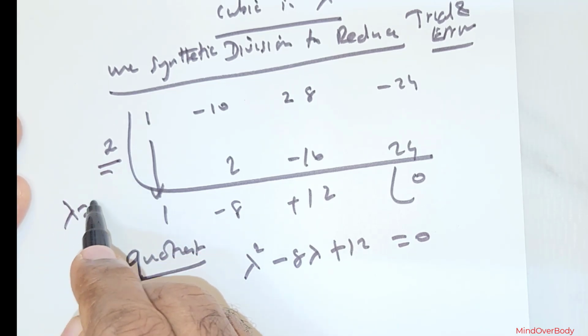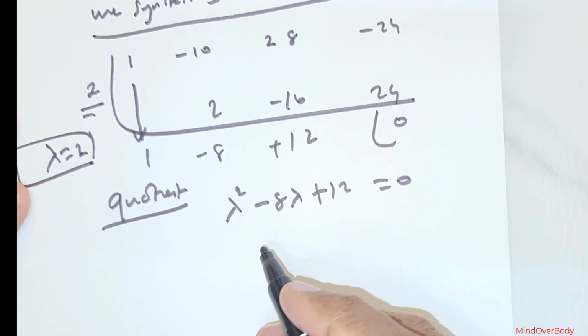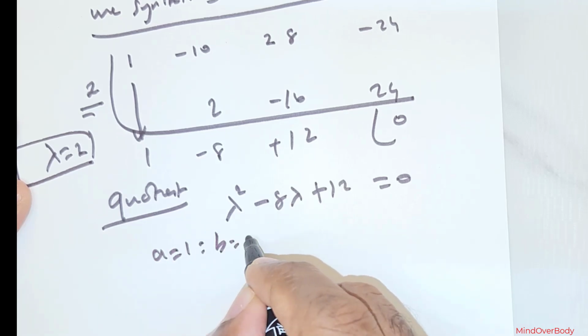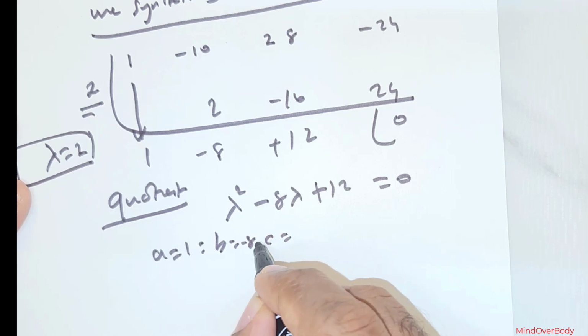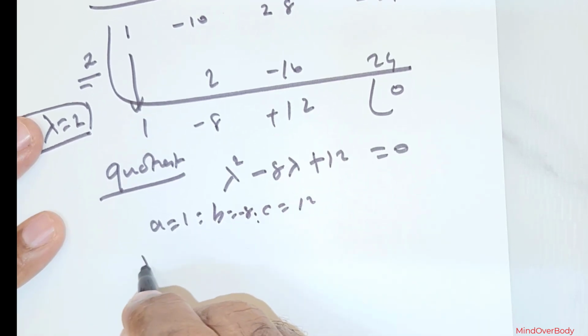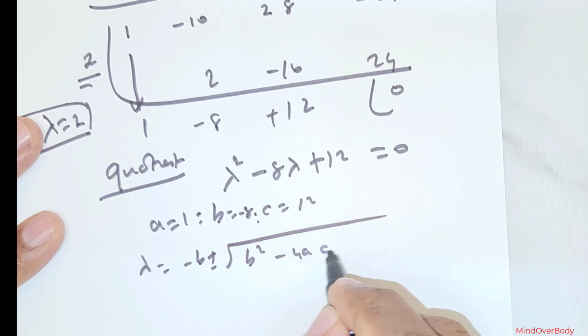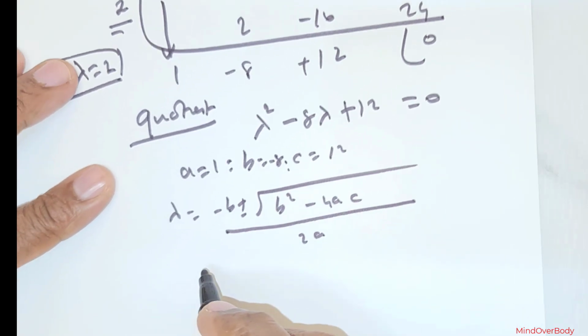So from here already lambda is equal to 2 is an eigenvalue. So use the quadratic formula. A is 1, B is negative 8, and C is 12. So lambda is equal to negative B plus or minus the square root of B squared minus 4 times A times C, divided by 2 times A.